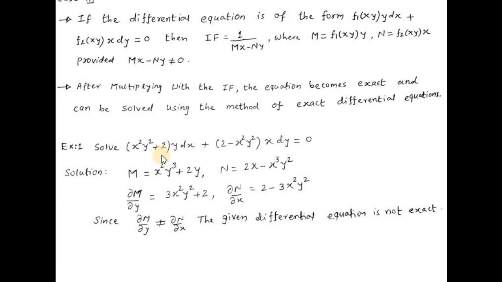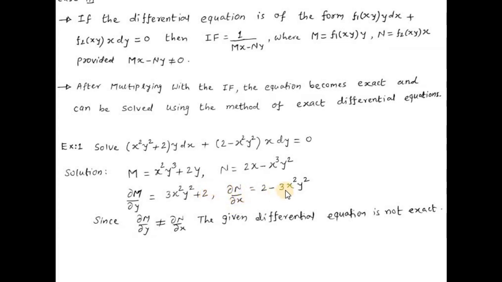First of all, comparing the given differential equation with M dx + N dy = 0, M will be x square y cube + 2y and N will be 2x - x cube y square. Now we will find del M by del y. That means we have to partially differentiate M with respect to y. So it will be 3x square y square + 2, because the derivative of y cube is 3y square, x square stays as it is because x is a constant, and the derivative of y is 1, so here it is 2. Now we have to find del N by del x.